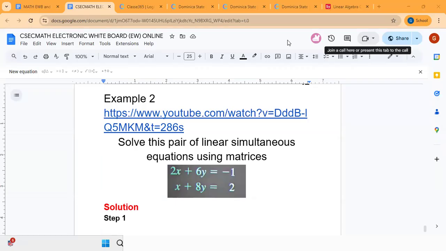Here we are going to demonstrate how to solve a pair of simultaneous linear equations using matrices. Okay, so here is our pair of simultaneous linear equations. Our x's are aligned, x on x, y on y, and constant on constant. So step number one is to form a matrix equation. So let's do that.